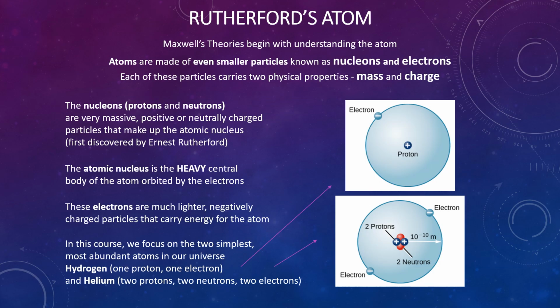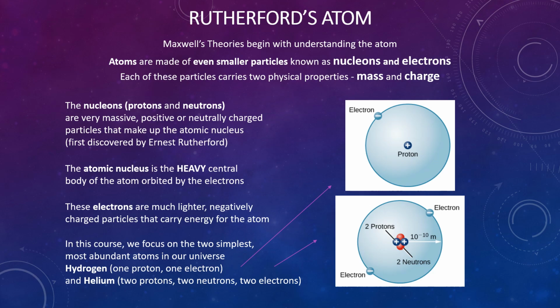So now we'll look at Rutherford's atom. This is one of the more simple models of the atom. And while it was simple and is not necessarily fully accurate and applicable to all of today's theories, it actually was still very useful for Maxwell in developing his theories of electromagnetic radiation. And that's because a lot of the aspects of Rutherford's atoms are correct. So Rutherford stated that atoms were very small particles, and those particles were composed of nucleons and electrons.